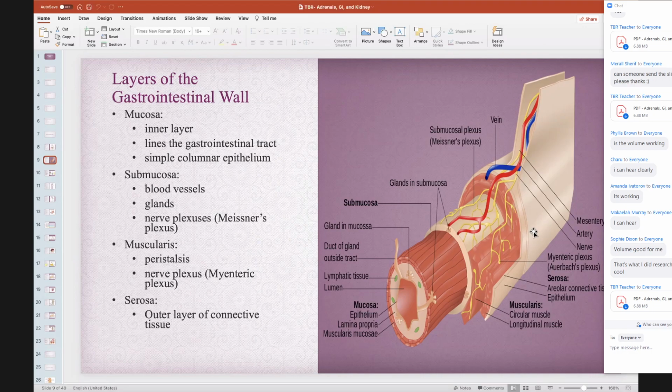We have the serosa, which is an outer layer of connective tissue, which is the beige color here, and that holds everything in place. So it's not just one goopy mass of tubes that just sits in your stomach. It has a specific place where it needs to be. But the biggest thing here in depth is the muscularis layer. We have two layers here, the circular and longitudinal muscle. That's what I want you to take away from this slide. Those two layers of muscle are huge.